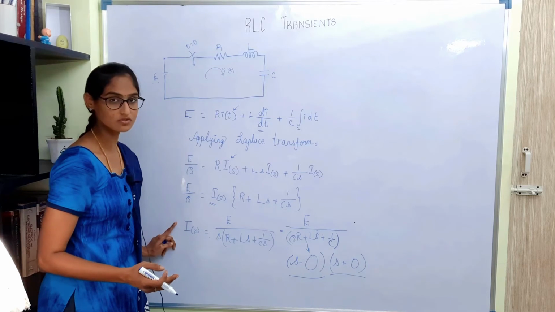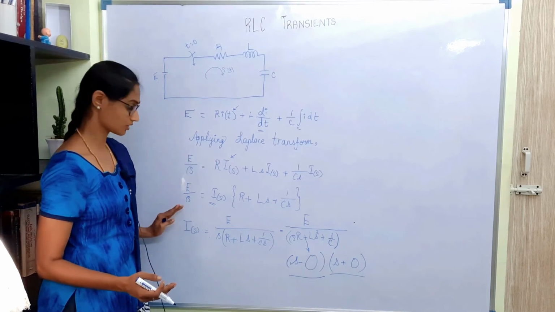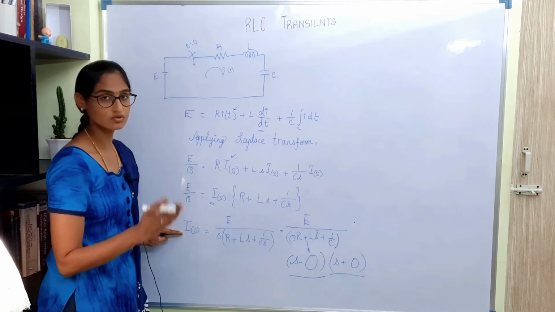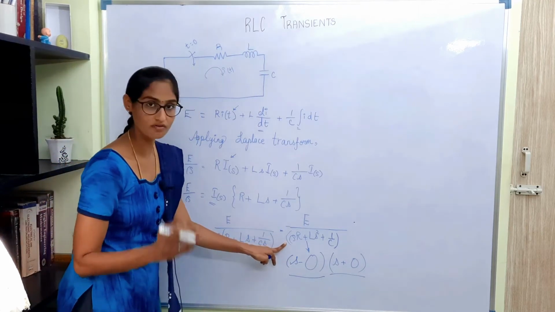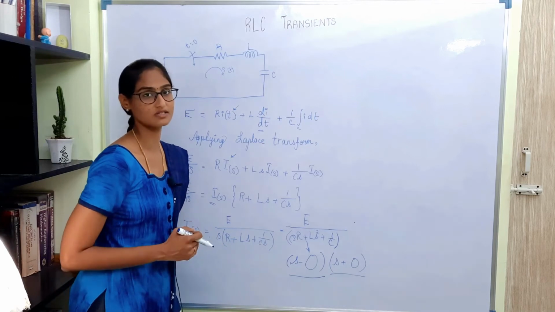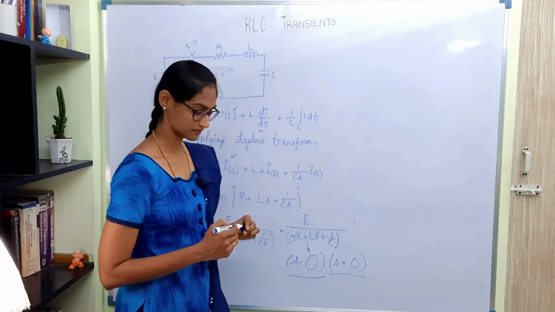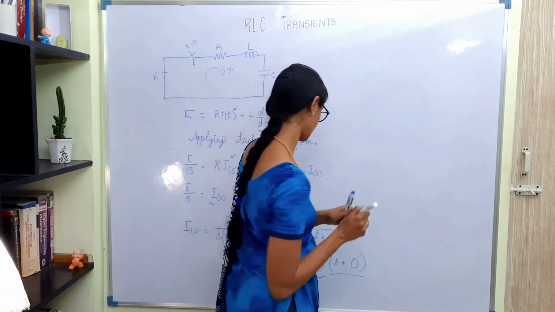Our main objective is to find i of t in the time domain. So in order to do that, we have to take the inverse Laplace transform of I of S. To do that, we need to put it in a proper form which can be classified by the Laplace transform. So let us put this into a proper quadratic term.